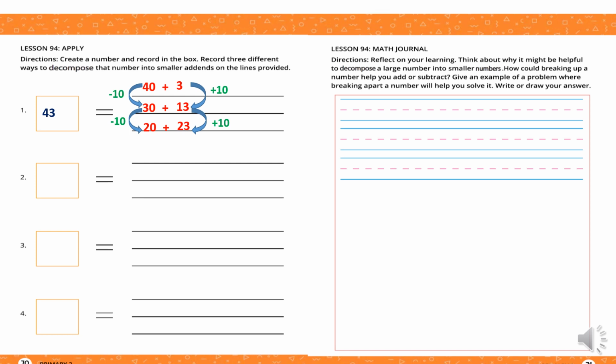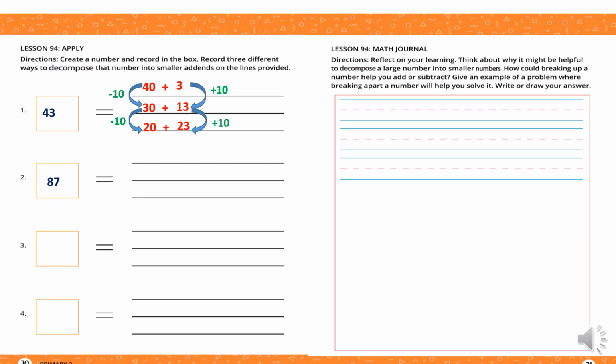Equals 23. Now we have 3 equations, which are 40 plus 3, the first one, 30 plus 13, the next one, 20 plus 23, the third one. All of these equations are equal to each other. They are all equal to the number 43.